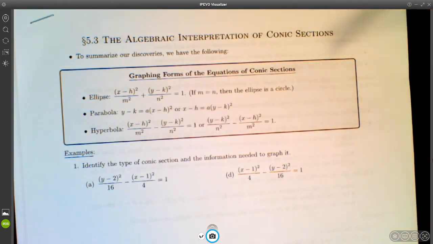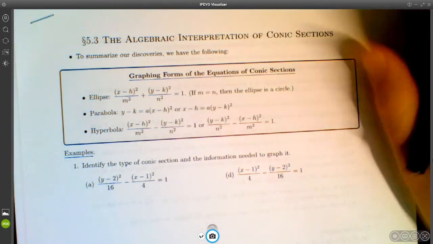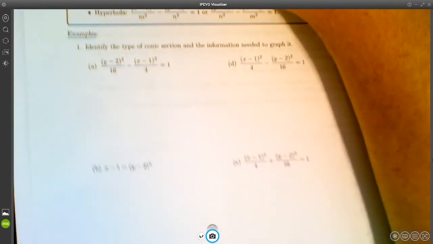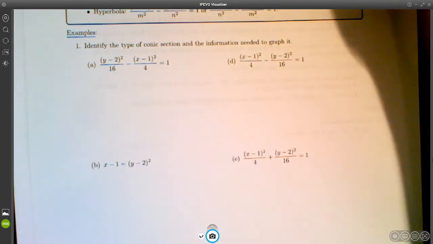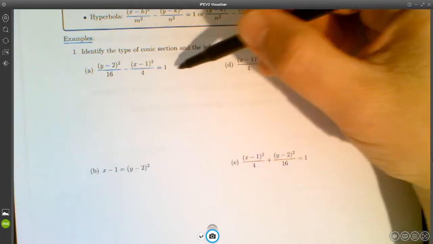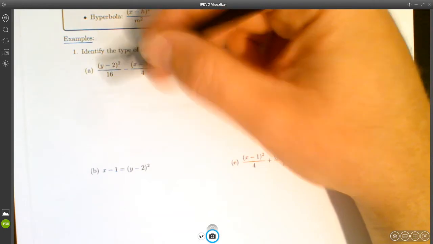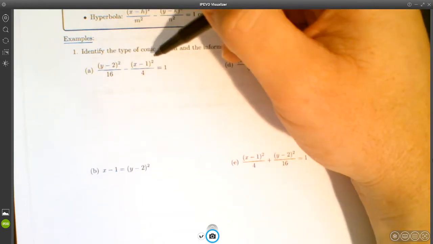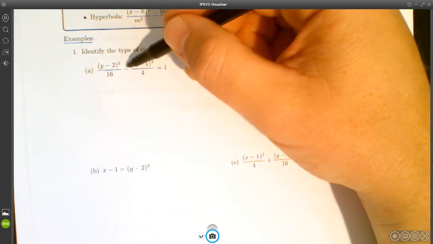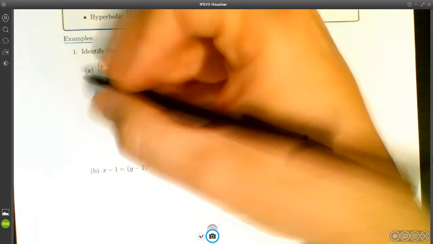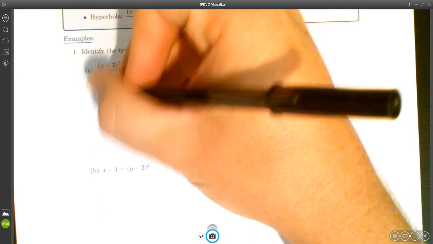So let's practice identifying conic sections. We won't be graphing any of these. We'll just identify what they are and some of the information that would be helpful in order to graph it, if we wanted to graph it. So looking at part A here, right away, I see a y squared and an x squared, so I know it's not a parabola. And then I see a minus sign in between those two groups, so it's got to be a hyperbola, right? This has to be a hyperbola.